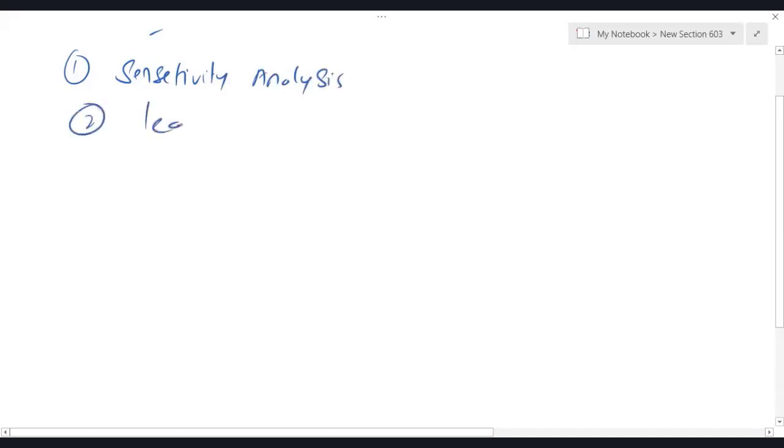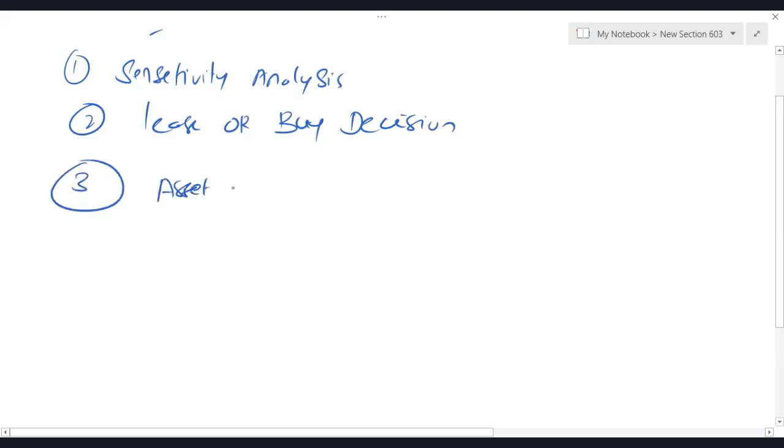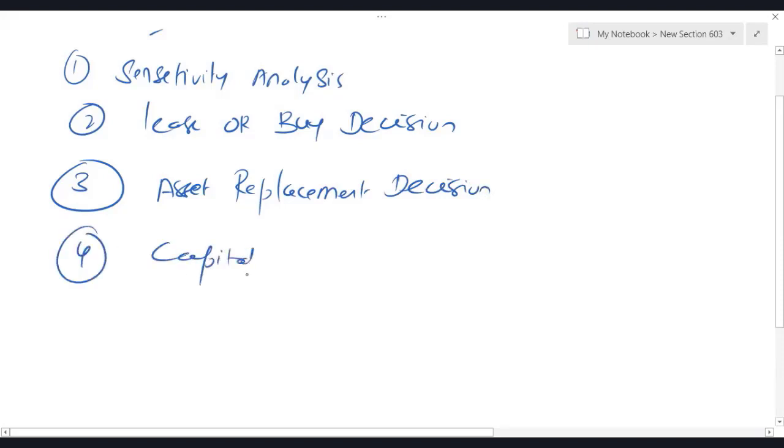Second, lease or buy decision. Third one is asset replacement decision. Fourth is capital rationing. So these are the four remaining topics.